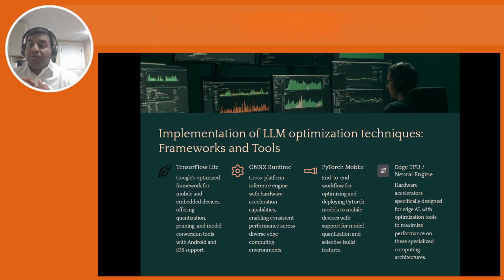ONNX Runtime, another interesting one from Microsoft, is a versatile, cross-platform inference engine. Its strength lies in using execution providers to target various hardware accelerators. It's more for cross compatibility across the hardware. PyTorch Mobile provides an end-to-end workflow for deploying PyTorch models, supporting optimization and selective builds. Finally, hardware accelerators like Google's TPU or the Neural Engine NPUs integrated into processors from Apple, Intel, AMD, and Qualcomm often come with their own specialized optimization tools and software stacks to maximize performance for their specific architectures.